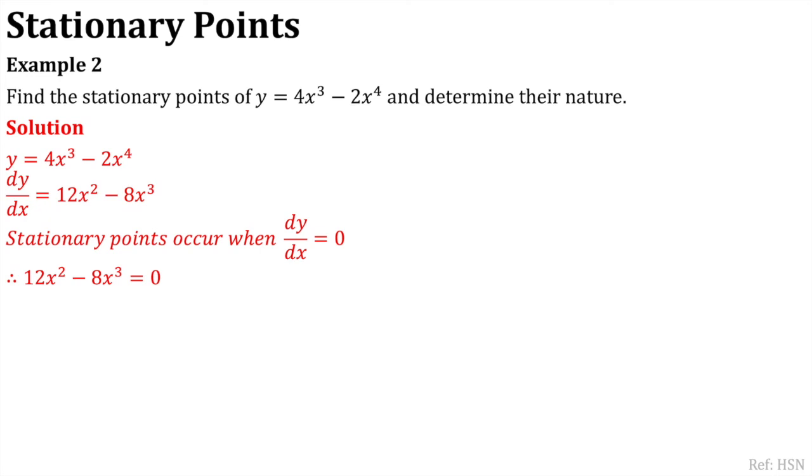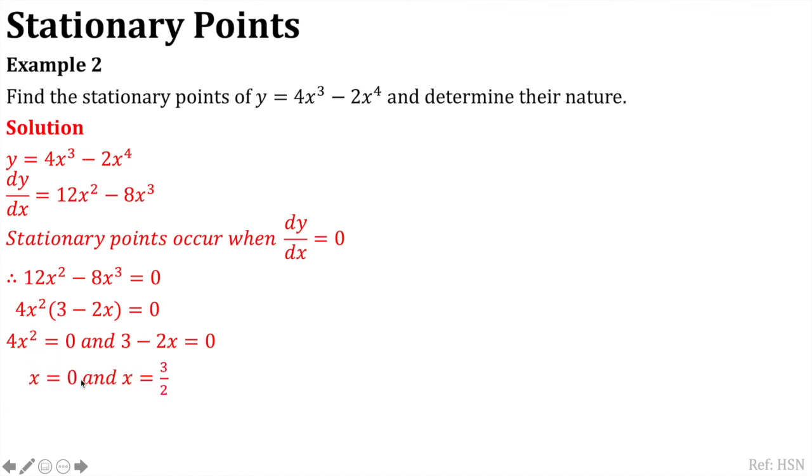Now straight away here folks, I can see that I can take out a common factor of 4x squared, and in brackets I'll be left with 3 minus 2x. Now I could divide throughout by 4 here, but at the moment it's not going to make any difference. I'll have 4x squared is equal to 0 and 3 minus 2x is equal to 0. So from my 4x squared equal to 0, x is 0, and 3 minus 2x equals 0, that means that x is 3/2.